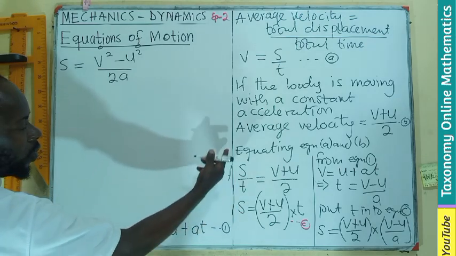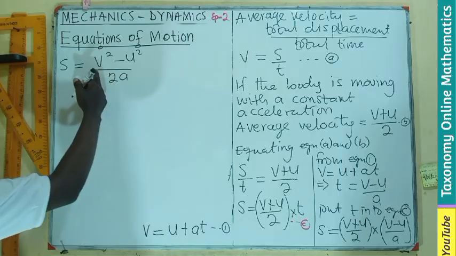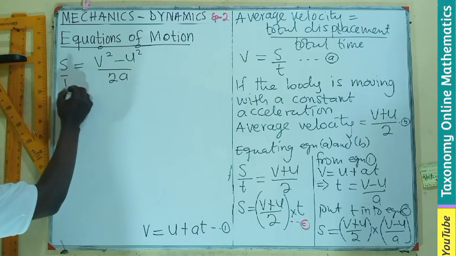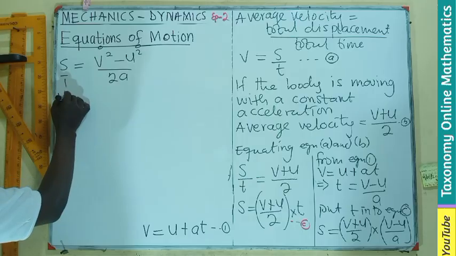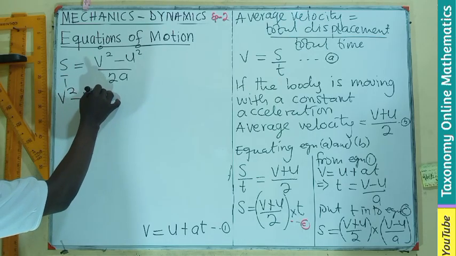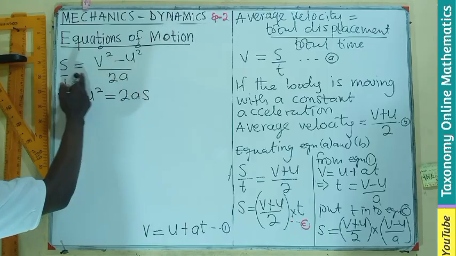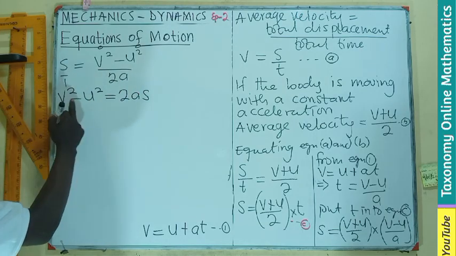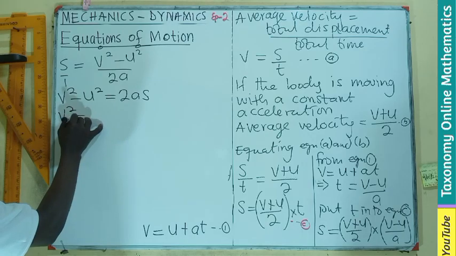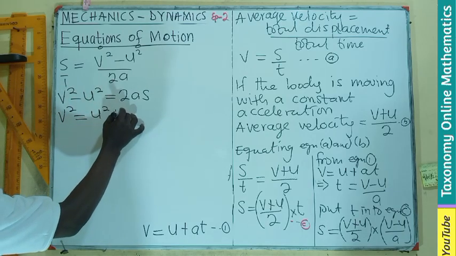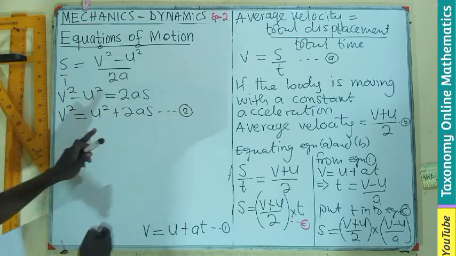In this case, let's rearrange. Since we already expressed the first one in terms of S, let's now go in terms of this. So if we cross multiply, what am I going to have? I'll be having V squared minus U squared equals 2AS. I'm going to move this to have V squared equals U squared plus 2AS. And this gives us the second equation.